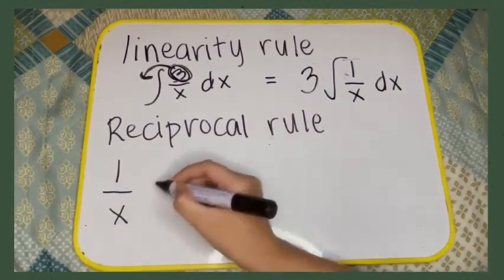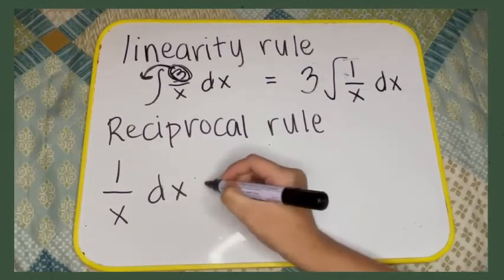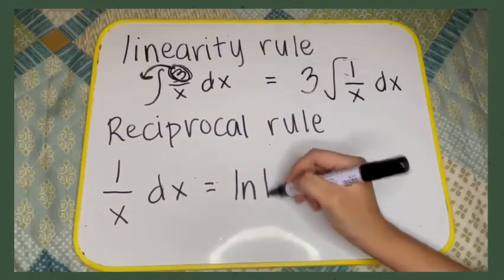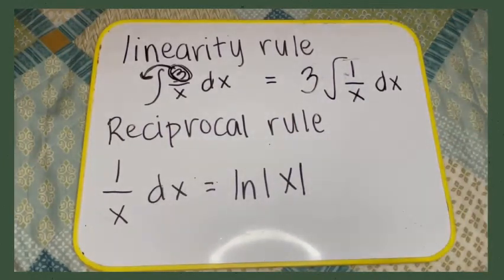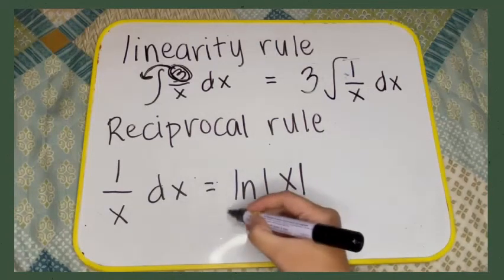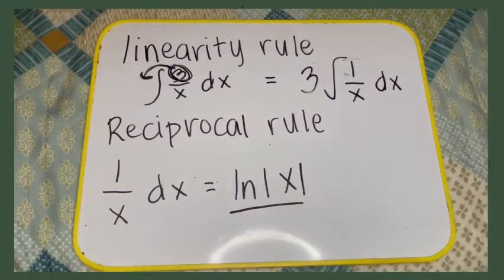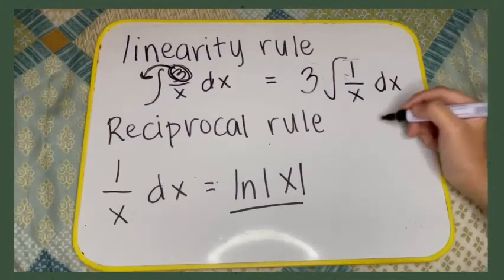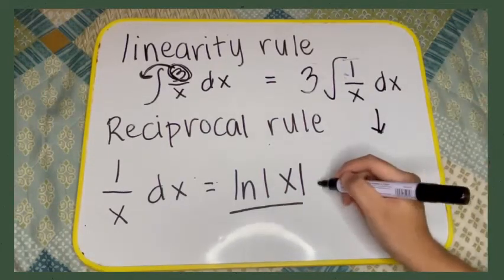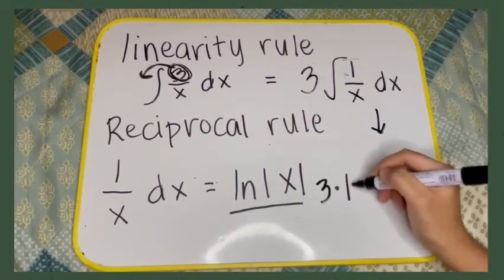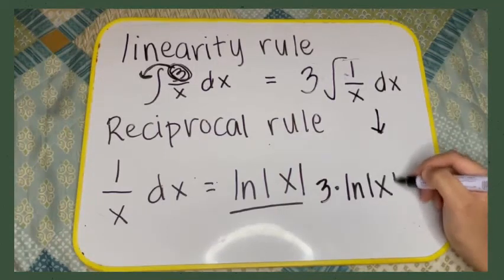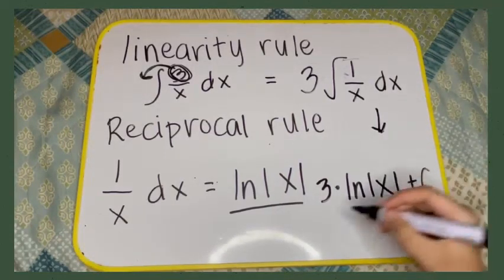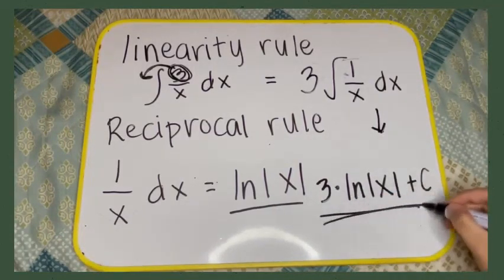Now, using the reciprocal rule, the antiderivative of 1 over x is always the natural log of the absolute value of x plus c. Lastly, we need to add the constant that we took out before, which is 3, back into the equation and multiply it with the natural log of the absolute value of x. So, that gives us 3 natural log of the absolute value of x plus c. Now, this is the final answer.